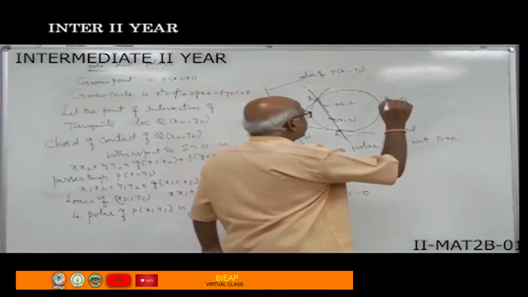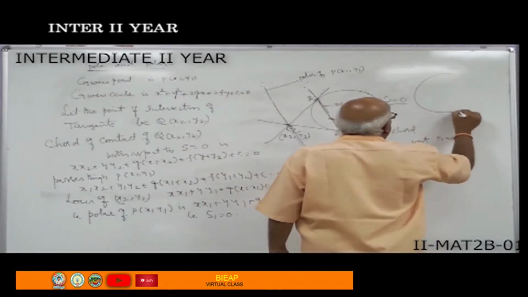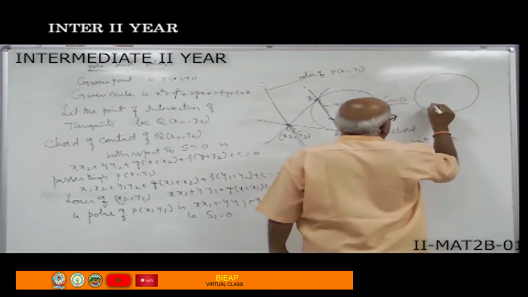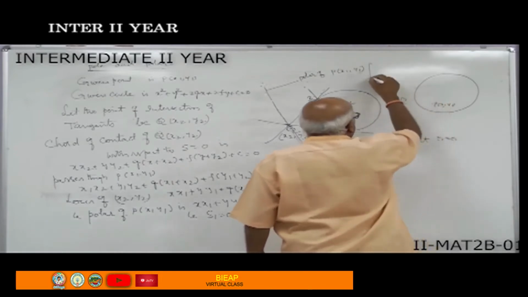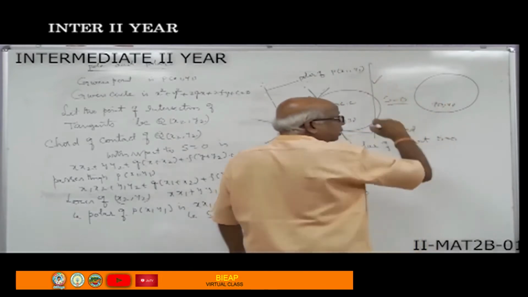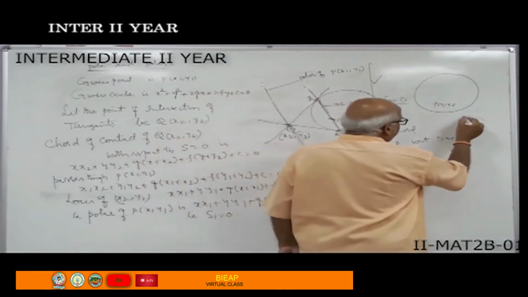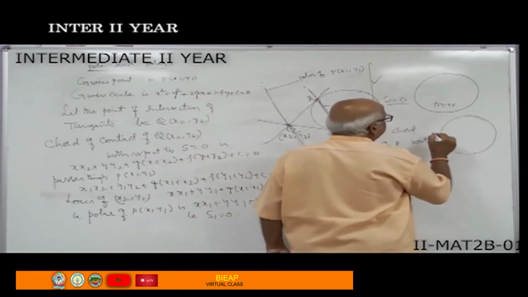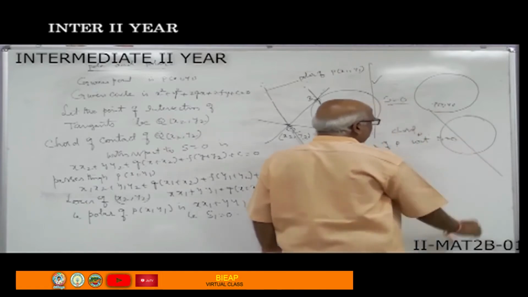In addition to this, we can take up three more points. That is, suppose the point lies inside the circle. The polar will lie outside the circle. Suppose the point lies outside the circle. The polar will meet the circle in two points.